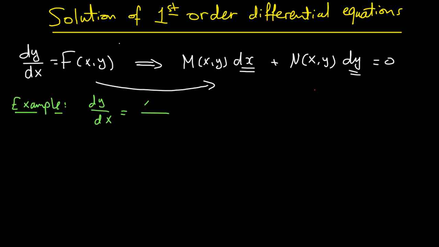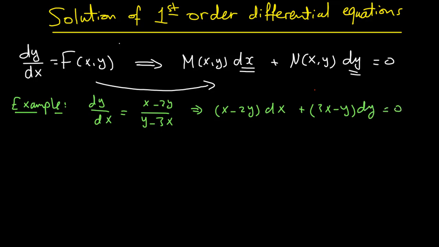Assume that we have differential equation dy/dx = (x - 2y)/(y - 3x). In this case, if we want to put this equation in the required form, what we need to do simply is to multiply both sides together, and we put everything in the left hand side. Then by comparison we can identify our functions M and N, and if we do this for this function, we will have (x - 2y) dx + (3x - y) dy = 0.